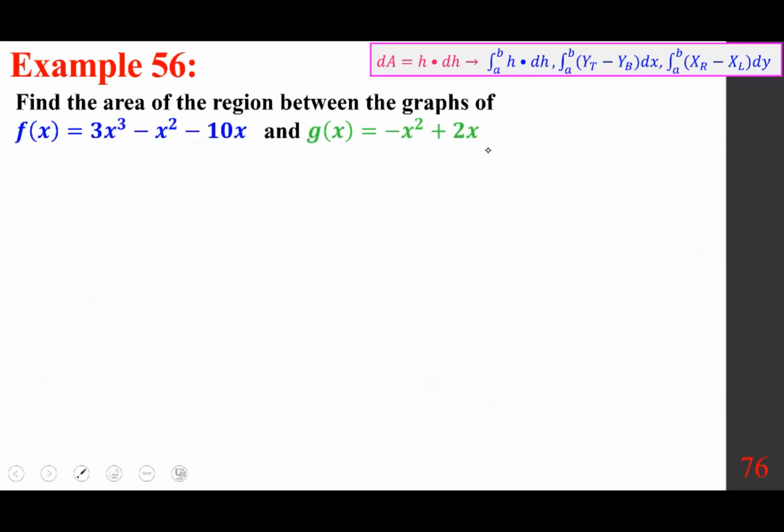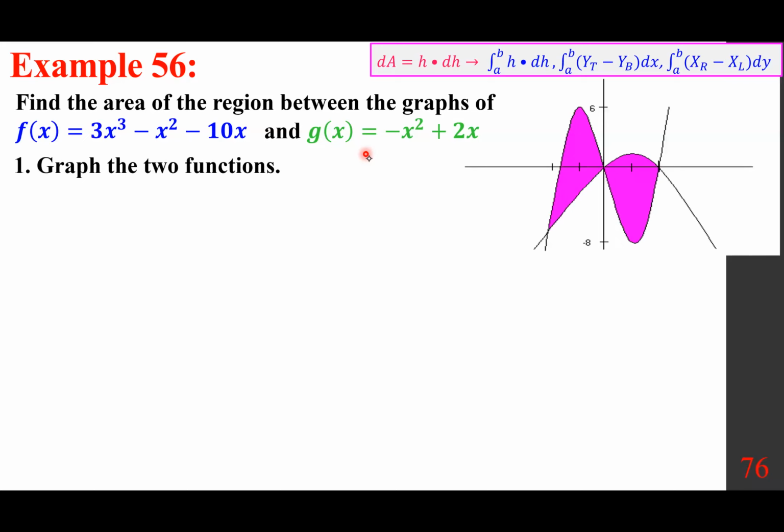We want to find the area of the region between these graphs, f of x equals 3x cubed minus x squared minus 10x, and g of x equals minus x squared plus 2x. You can graph this, and you can even use a graphing utility. So f of x, 3x cubed minus x squared minus 10x, is this function. And the parabola, minus x squared plus 2x, is this function.